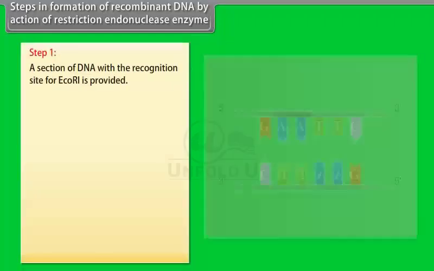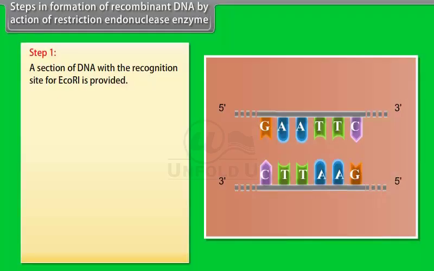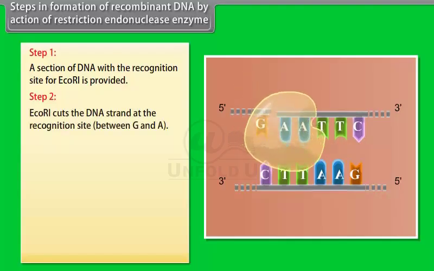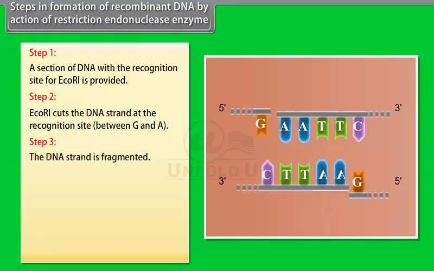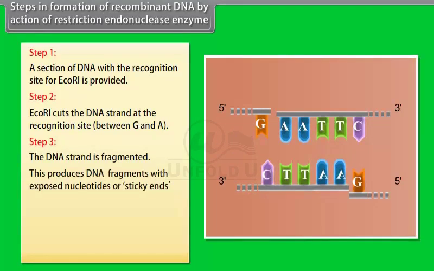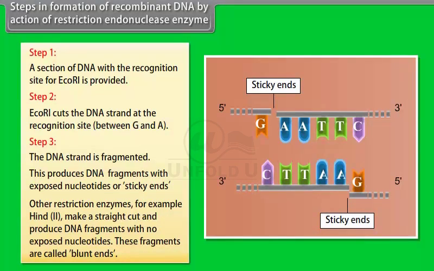Step 1. A section of DNA with a recognition site for the enzyme is provided below. Step 2. The enzyme cuts the DNA strand at the recognition site between G and A. Step 3. The DNA strand is fragmented. This produces DNA fragments with exposed nucleotides, or sticky ends. Other restriction enzymes, for example Hind2, make a straight cut and produce DNA fragments with no exposed nucleotides. These fragments are called blunt ends.